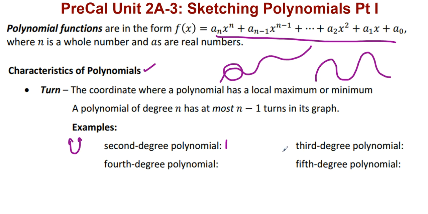A third degree, which is a basic cubic, can be like this. Well, I drew that one with no turns. But it could be something like this. Okay, and there we have it. There we have two turns. So that would be 2, this would be 1. But it's at most. So as you see, I just drew a cubic with no local maximum or minimums. There's no turns. Fourth degree can have 3, and of course a fifth degree could have 4. And you can have fourth degrees that look something like a little W, where you have 1, 2, 3 local max or minimums.